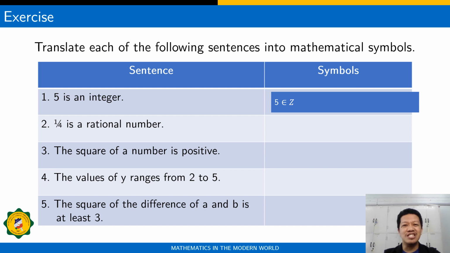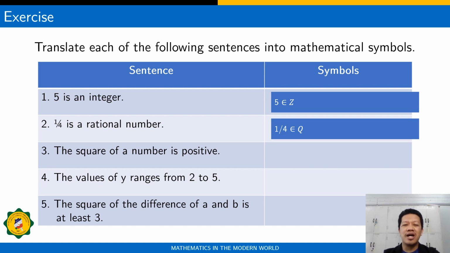1/4 is a rational number. The set of rational numbers is denoted by Q, and "is" means belongs to, or is a member of, is an element of. So we use the E here. It's like E, no? So 1/4 is an element of the set of rational numbers.